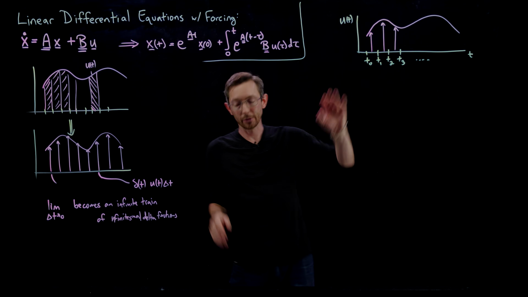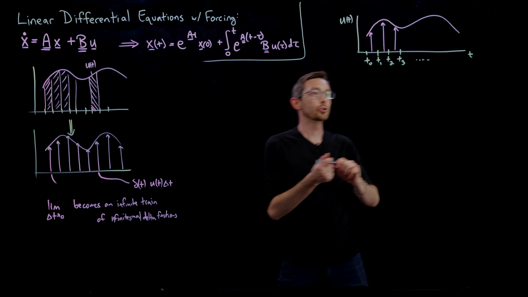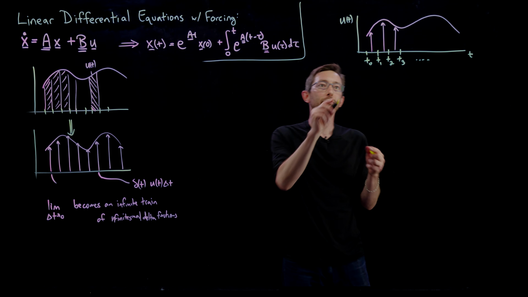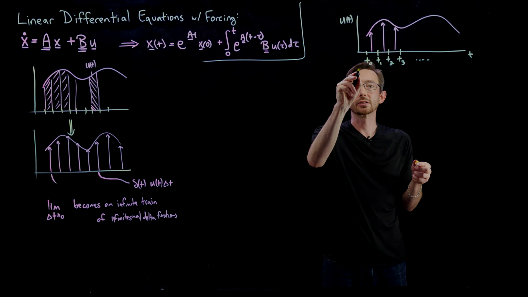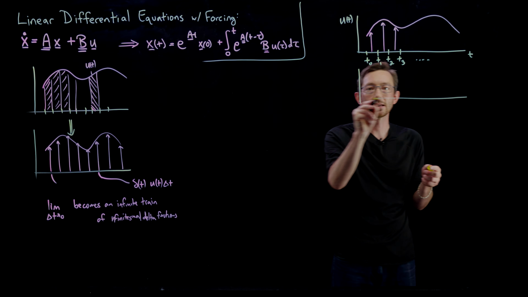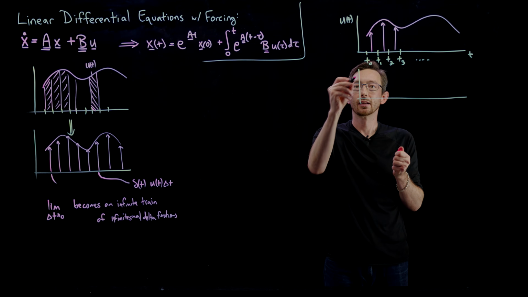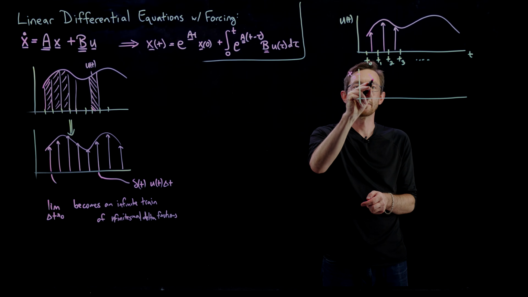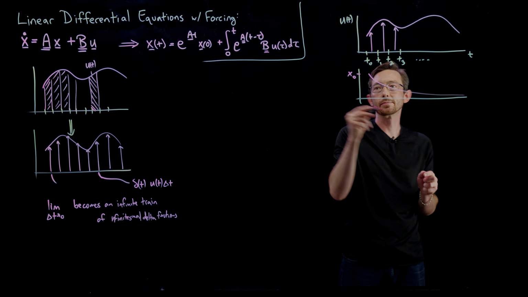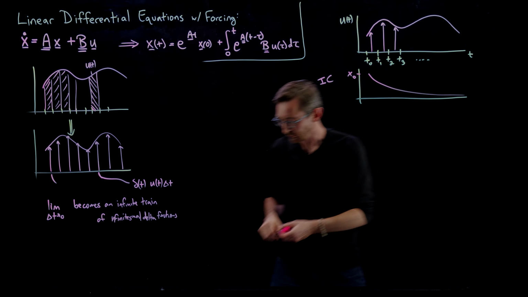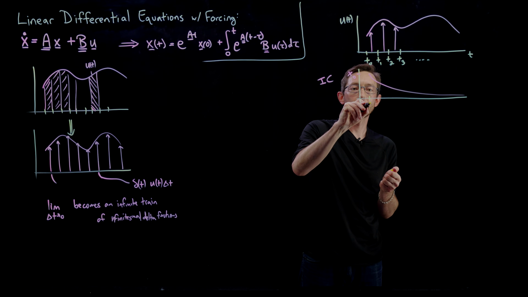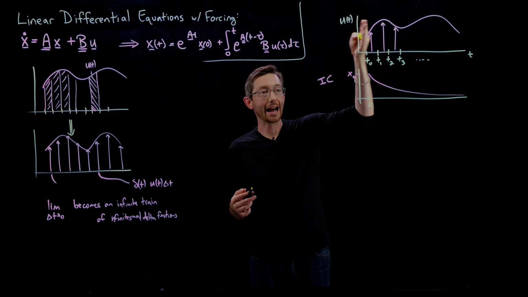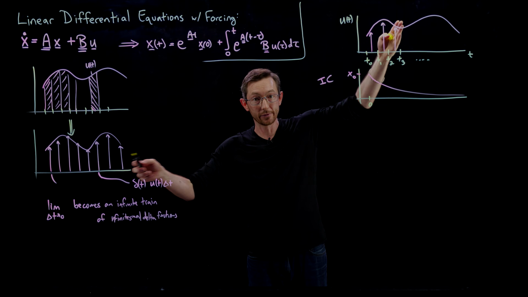So that's what I'm going to draw here: the solution x of t is going to equal the sum of whatever my initial condition response is. I always am going to have some x naught at time 0. Let's say this is time 0. So this is my initial condition response, and then I'm going to have the effect of all of these infinite trains of delta functions.